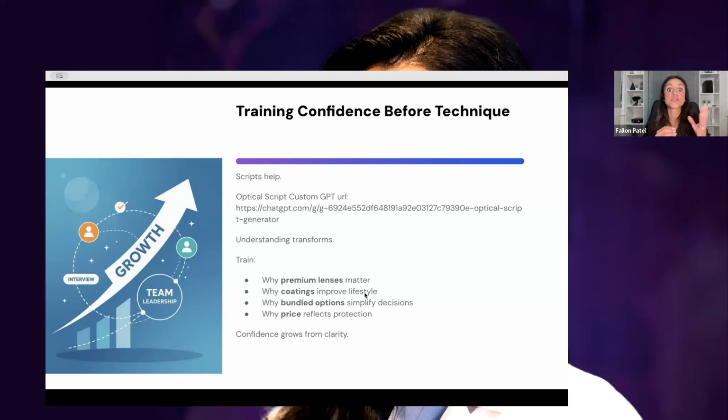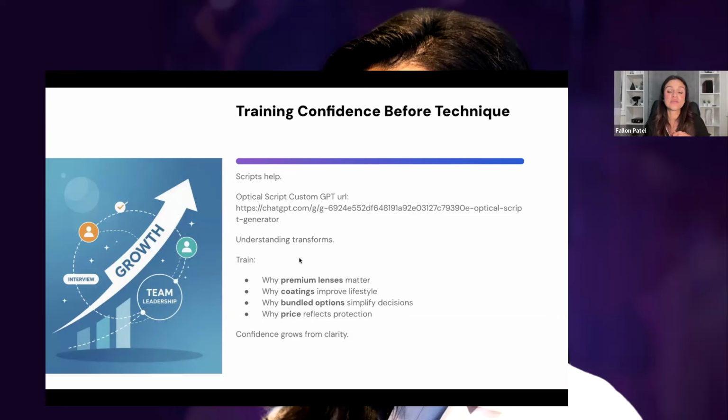Great. Okay, so understanding the transformation. Scripts help before your team is ready and training confidence. Before the technique, you want your team to understand why. You want to have scripts, and you want to train the why: why premium lenses matter, why coatings can improve lifestyles, why bundled options are important. It simplifies decisions for patients.